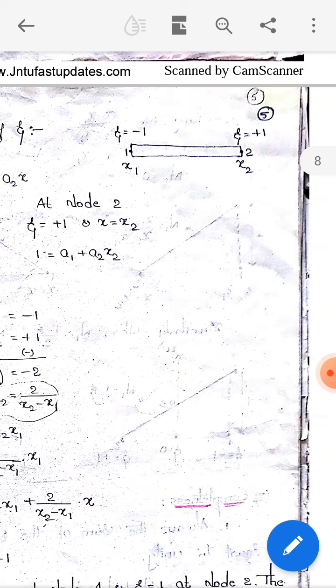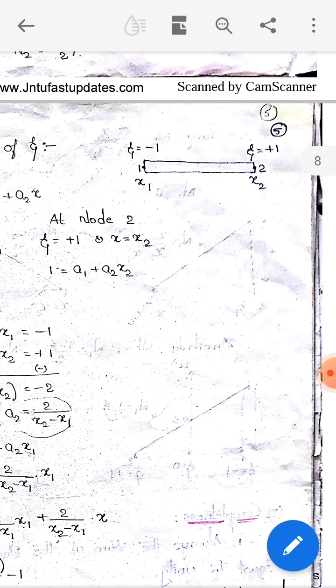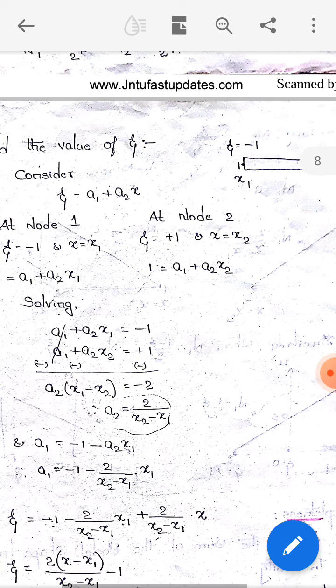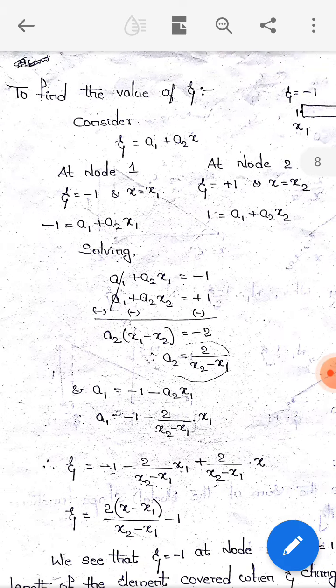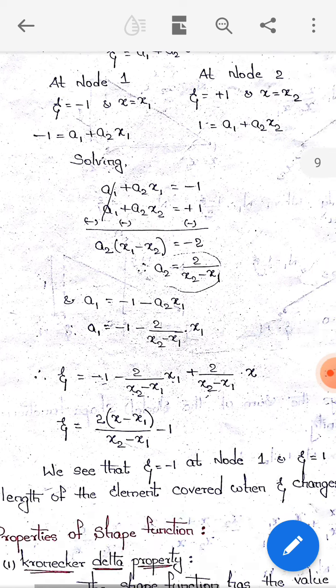Now, the boundary conditions of this element: the element has nodes 1 and 2, and the values of zeta are minus 1 and plus 1. Similarly, we represent the boundary conditions as node 1, minus 1, x1, and node 2, plus 1, x2. Substituting in the above equation, zeta is minus 1, equal to a1 plus a2 into x1. Similarly, 1 is equal to a1 plus a2 x2. Now, mathematical analysis, solving the two equations.